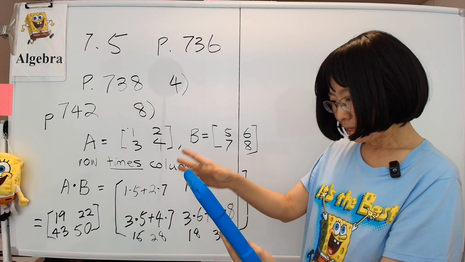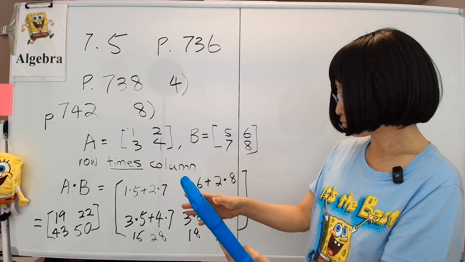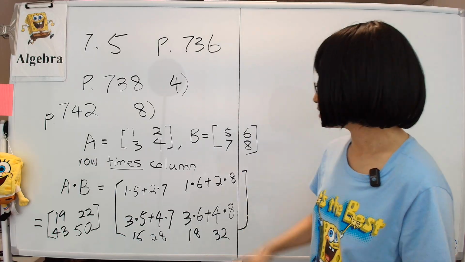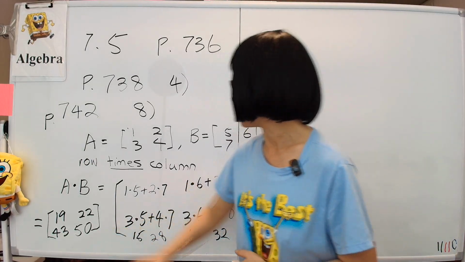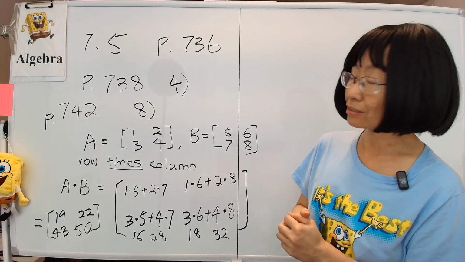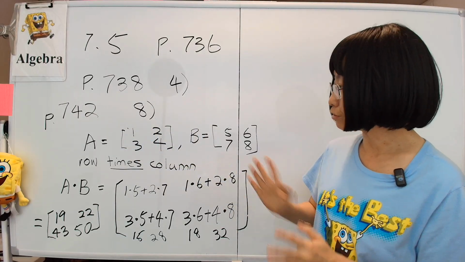If I didn't mess up, the answer is 19, 22, 43, 50. Aha, I got it right. So that is the answer of matrix A times matrix B. Now this is a 2 by 2 matrix, which isn't too bad, okay?